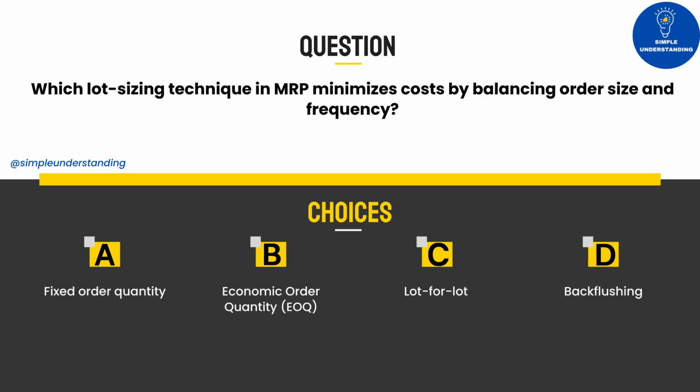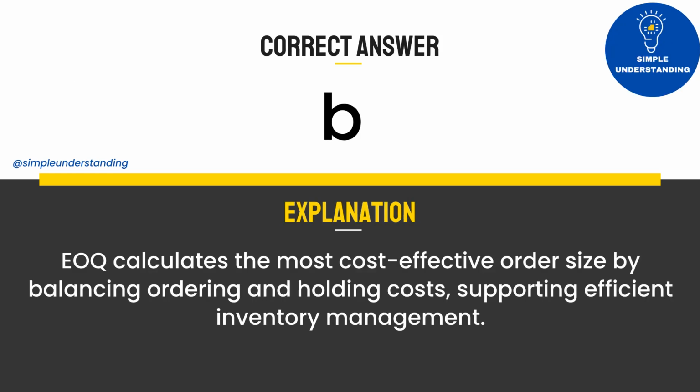A. Fixed order quantity. B. Economic order quantity, EOQ. C. Lot for lot. D. Backflushing. Answer: B. Explanation: EOQ calculates the most cost-effective order size by balancing ordering and holding costs, supporting efficient inventory management.